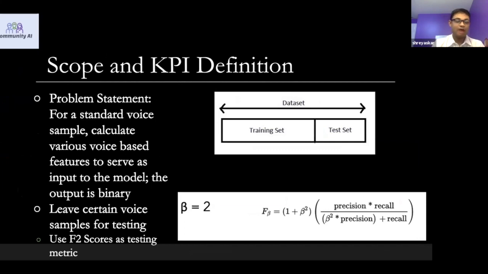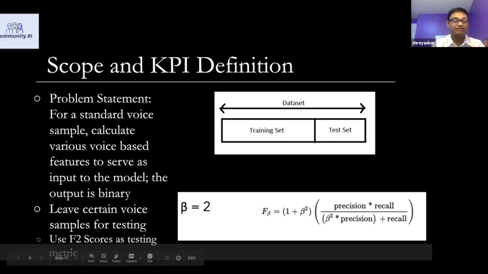Essentially, for a standard voice sample, I calculate various voice-based features, and that would serve as the actual input to the model. The output of my model was going to be a binary value, 0 or 1. 0 was when the patient didn't have Parkinson's or wasn't predicted to have Parkinson's, and 1 is when the patient did have Parkinson's. And as I said before, my data set consisted of a ton of voice samples.